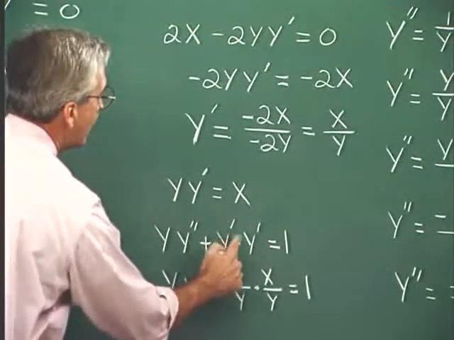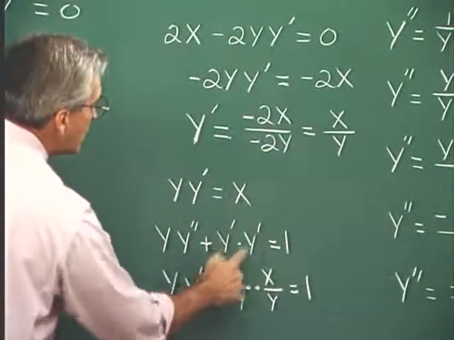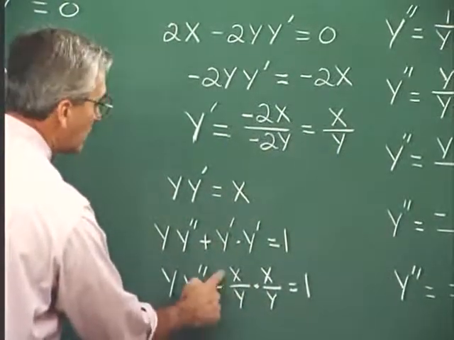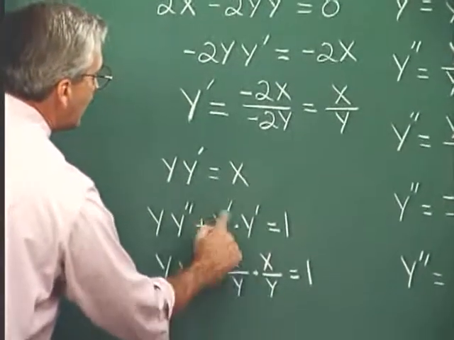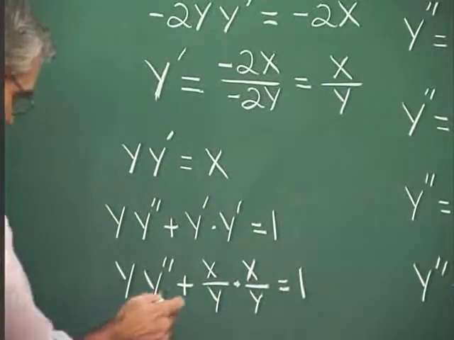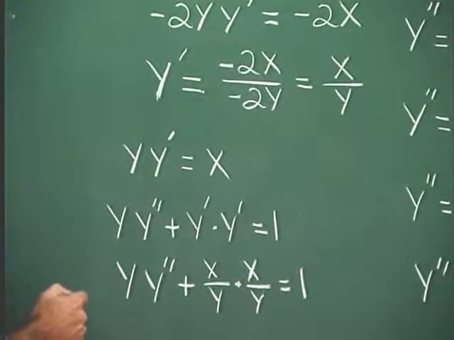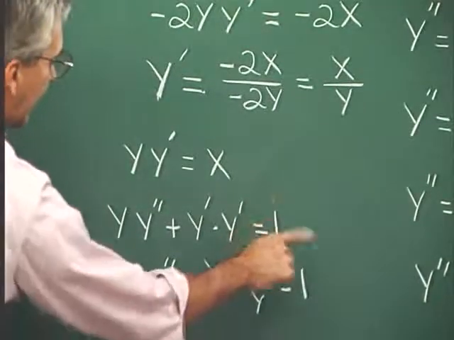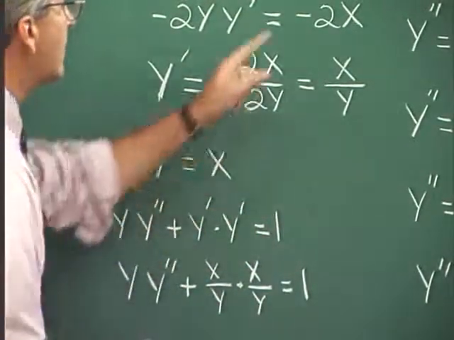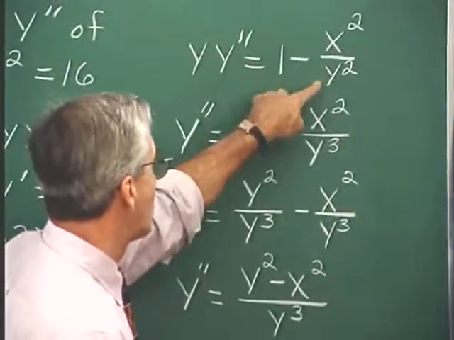Now we have an opportunity for substitution. Y prime we found earlier to be this fraction x over y. So each of these factors is x over y, x over y, x over y. Oh, and incidentally, I almost left out the derivative of the x was 1 on the right side. Okay, x over y times x over y, that's x squared over y squared, and we're going to kick that x squared over y squared to the right side in the next step. So y times y double prime is 1 minus x squared over y squared.